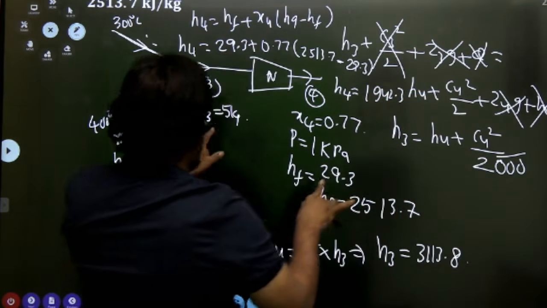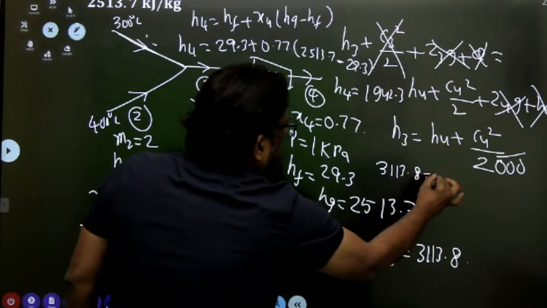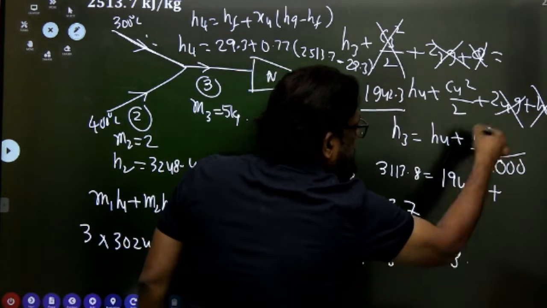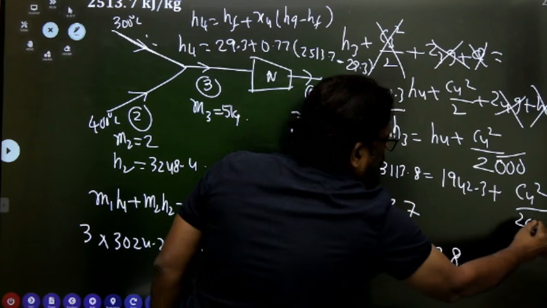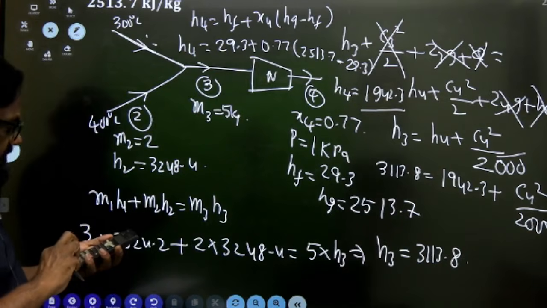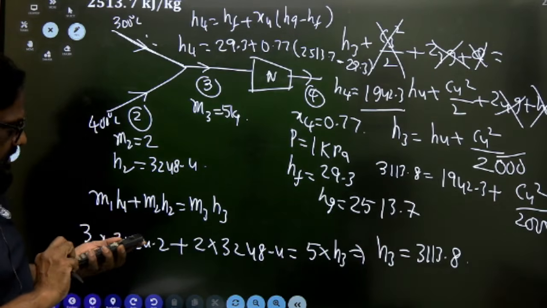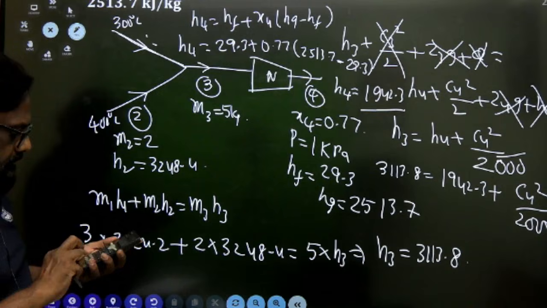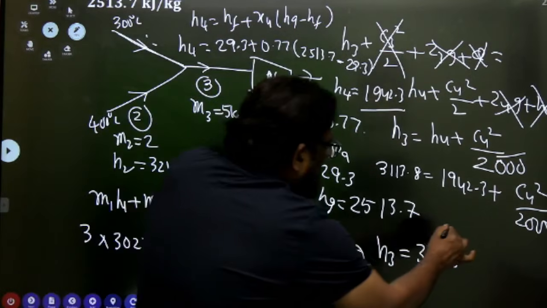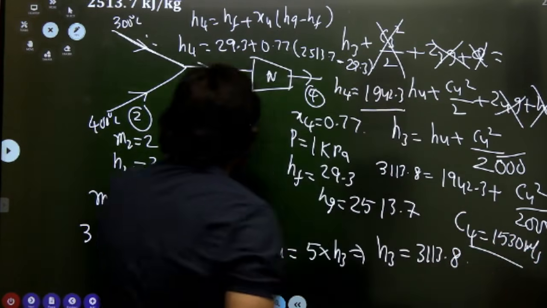1942.3. Put it in. What is H3? 3113.8 is equal to H4, 1942.3, plus C4 square by 2000. Let's check once. What is the velocity at the exit of the nozzle? A nozzle is used for increasing the kinetic energy. About 1530 is coming, which is absolutely correct. C4 is 1530, a huge velocity. So the answer is 1530.